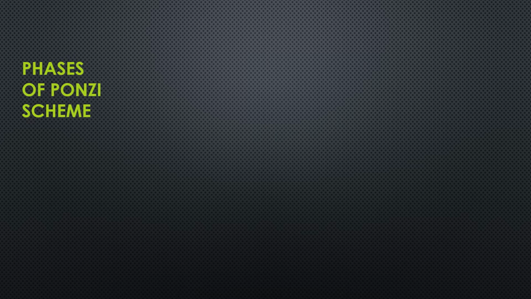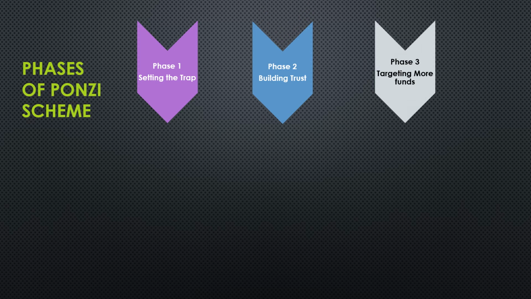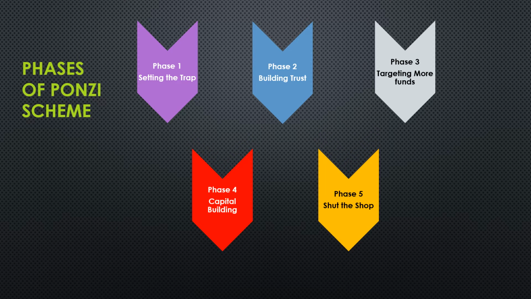What are the phases of Ponzi scheme? We can divide these schemes into 5 phases. Number 1 is setting the trap, building trust, targeting more funds, capital building, shut the shop. Let's get more detail about these 5 phases.